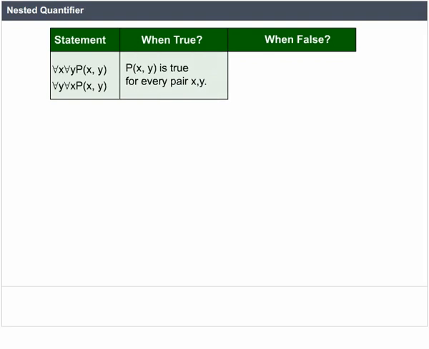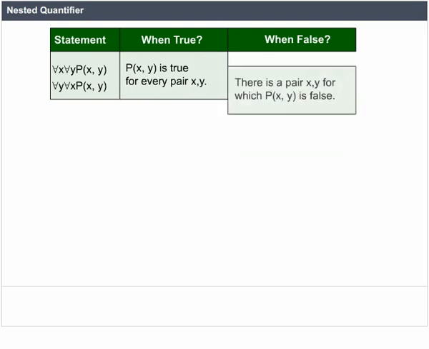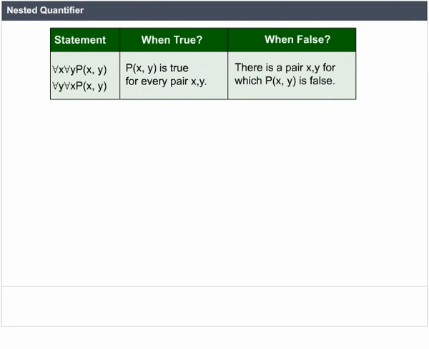The table represents three columns: statement, when true, when false. We read row by row. First row: for every x, for every y, P of x comma y, which is equivalent to for every y, for every x, P of x comma y. It is true when P of x comma y is true for every pair x comma y. It is false when there is a pair x comma y for which P of x comma y is false.